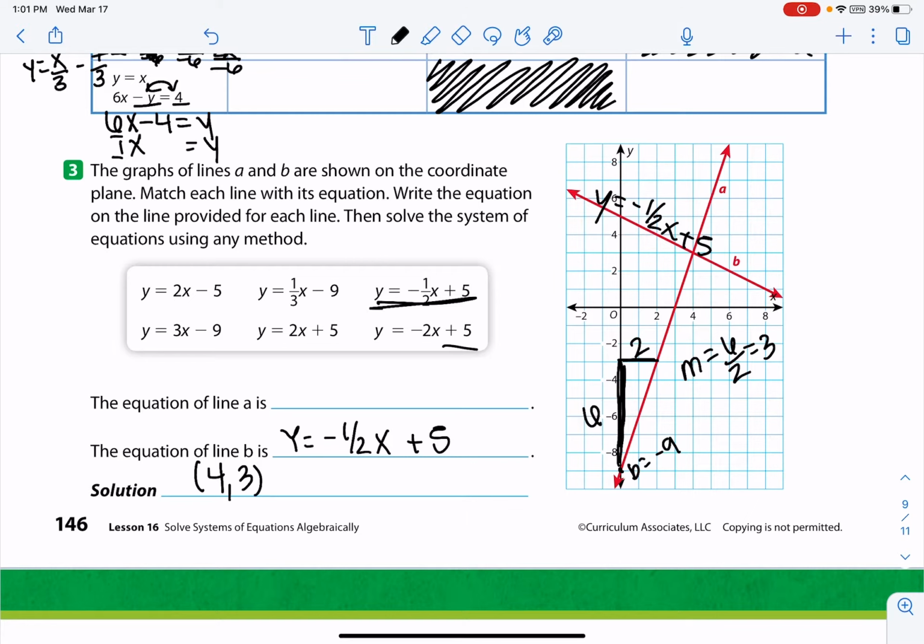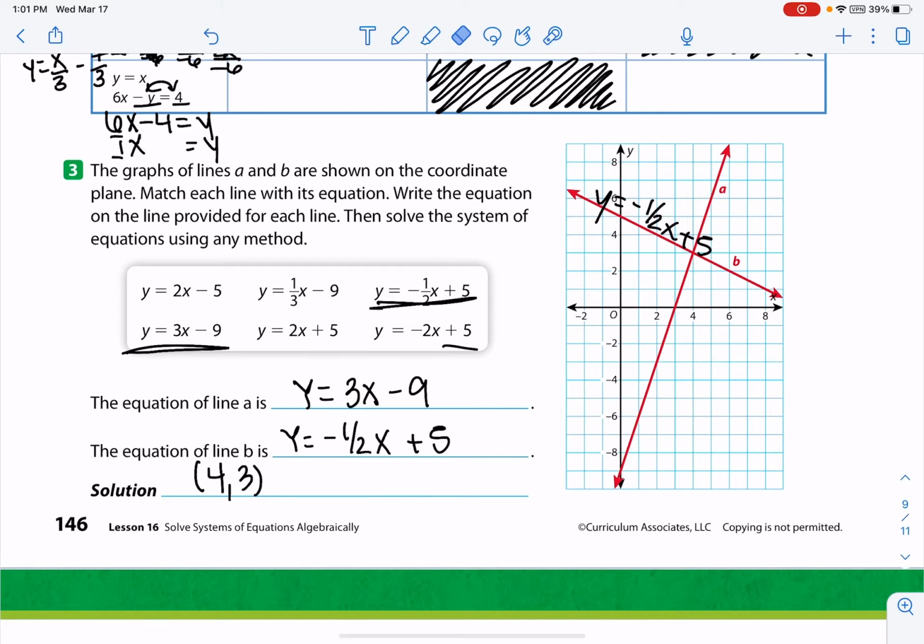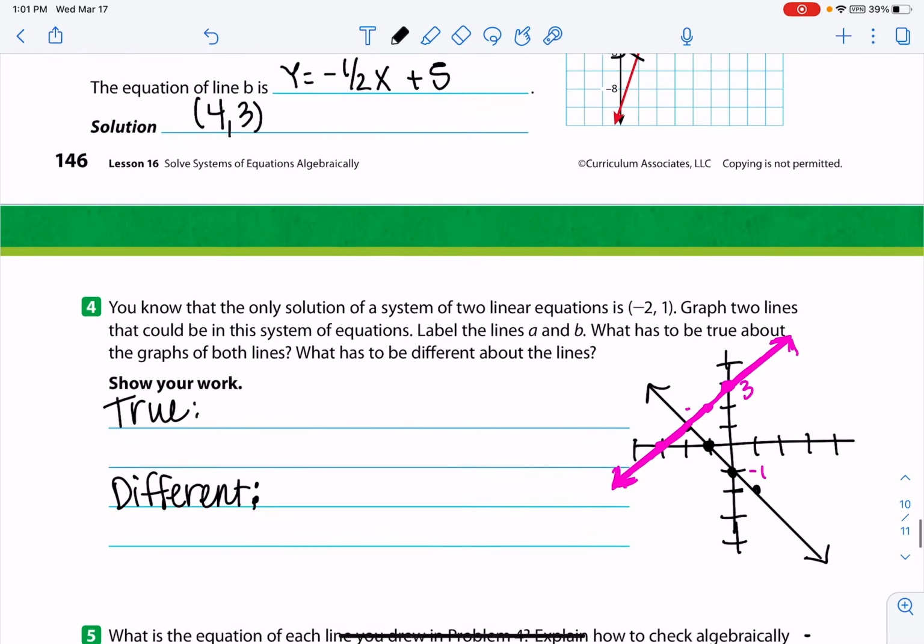So my equation would be y equals 3x minus 9. And that's this one here. And we are done with number 3. Actually, they asked me to write the equation on the line as well, so I'll make sure I do that. Y equals 3x minus 9. And now I'm done. All right, moving on to number 4.